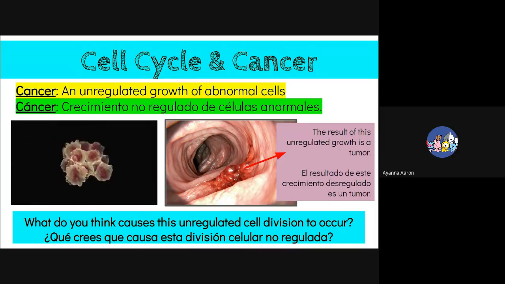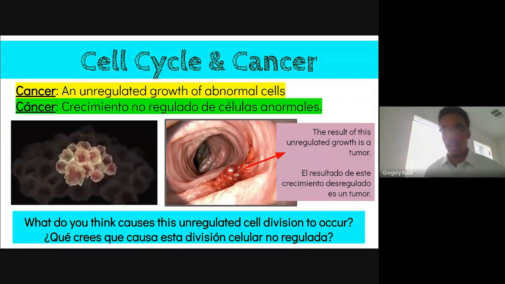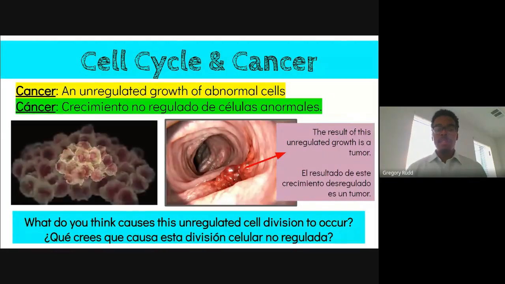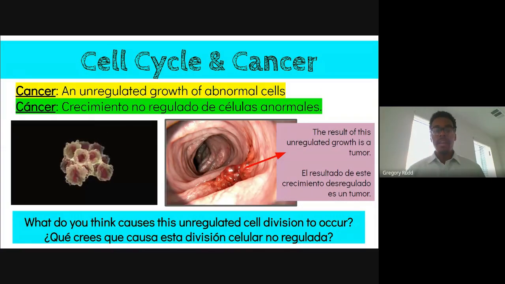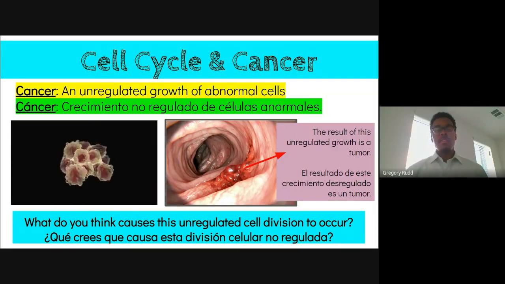Now, what's the picture on the right? Are those cancer cells? I meant on the left. Yeah, those are cancer cells that are dividing rapidly and they're not being regulated. So cancer is an unregulated growth of abnormal cells. These cells typically are mutated in some way, and their growth is not being controlled like it should be.